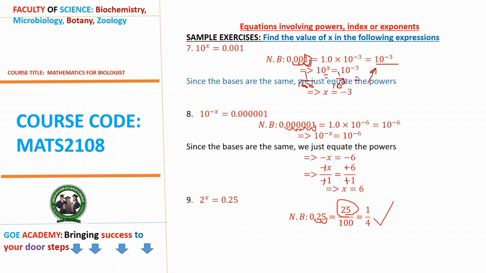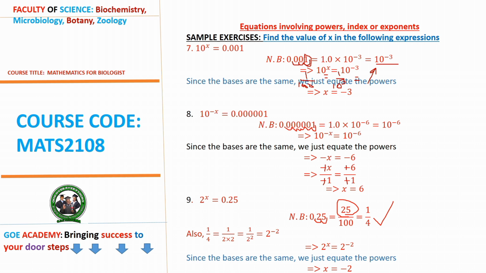Now, applying laws of indices, you need to know that 1/4 can also be written as 1/2 times 2, which is the same as 1/2 squared. By the negative exponent law, that's the same as 2 raised to the power minus 2. So at this level, you observe that the bases are the same. We equate the powers, and our value of x equals -2.